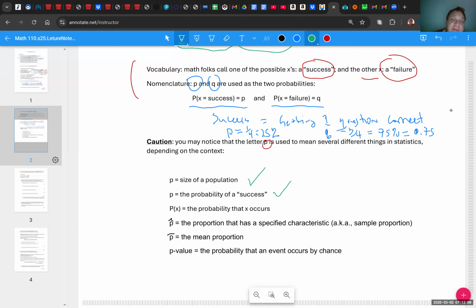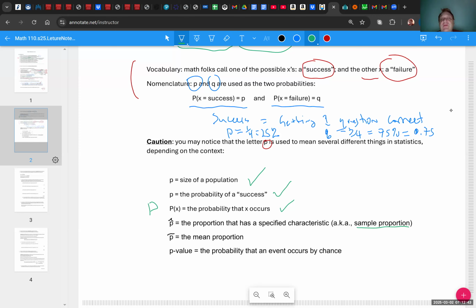Math people sometimes just abbreviate this with a capital P. They don't put the X inside. So again, P, in this case capital P, is the probability that something occurs. Then they have this P with a little caret up there, pronounced P hat. P hat, you'll see soon, is the proportion that has a specified characteristic, oftentimes called the sample proportion. Then we have P with a line over it, pronounced P bar, and that's the mean proportion. And then you have a P value, which is the probability that an event occurs by chance.